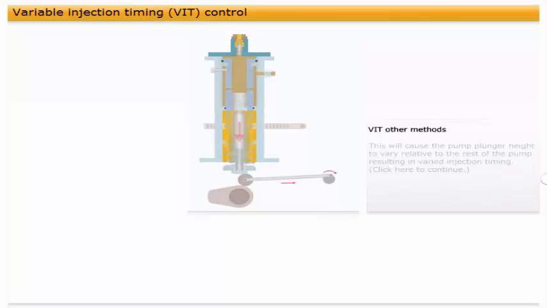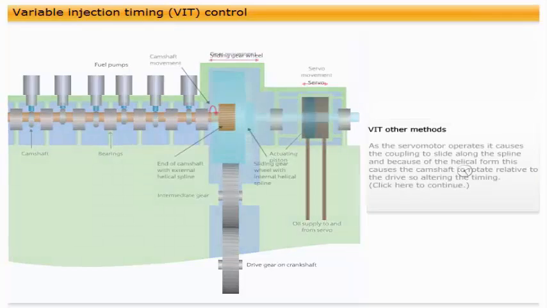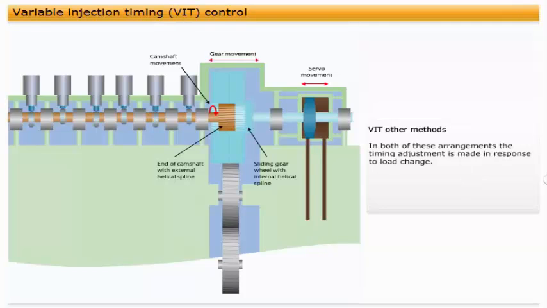Another method used to achieve VIT is to have the camshaft drive arranged as a sliding helical spline coupling with an axial servo motor. As the servo motor operates, it causes the coupling to slide along the spline, and because of the helical form, this causes the camshaft to rotate relative to the drive, so altering the timing. In both of these arrangements, the timing adjustment is made in response to load change.